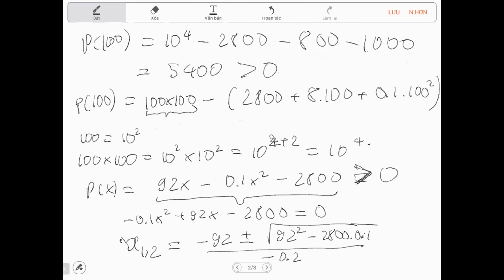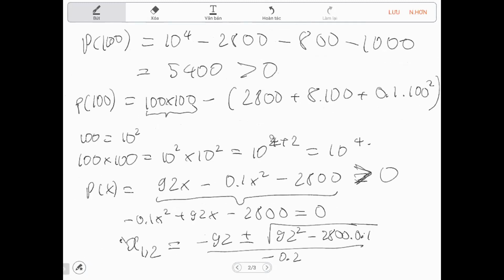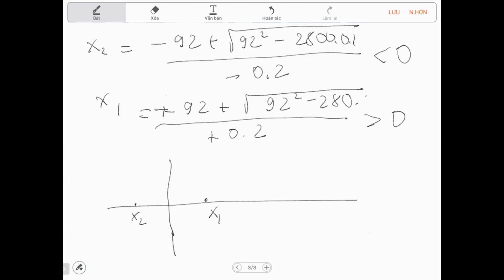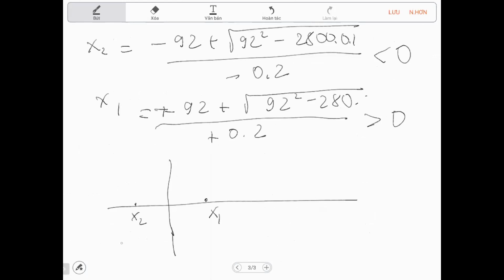So from this, you can draw a graph. So this is x2 negative, x1 positive. So the graph has a minus sign, right? Remember you draw for the x squared, so it's concave up, and negative x squared is concave down. This one is negative 0.1 x squared, so it's concave down. It's something like this.